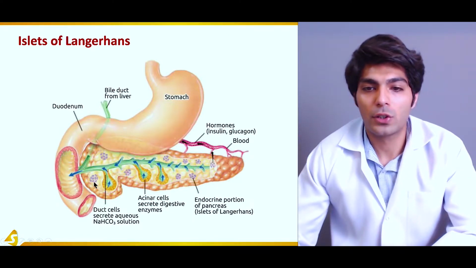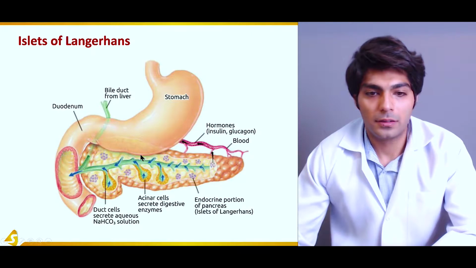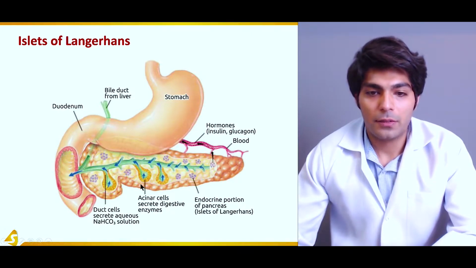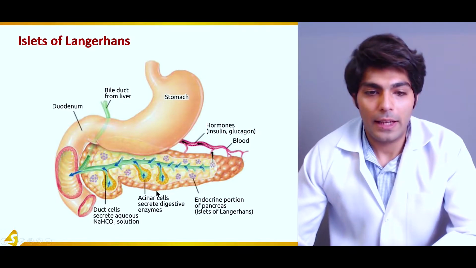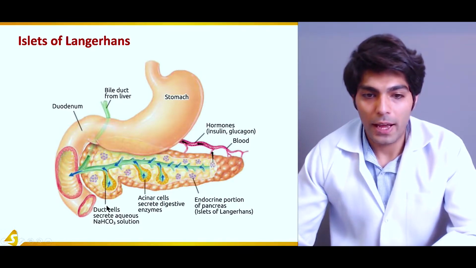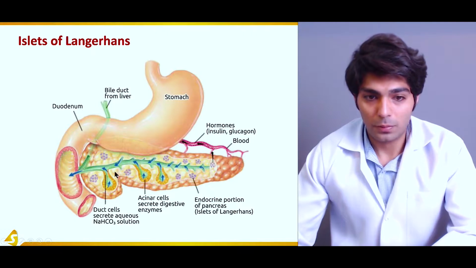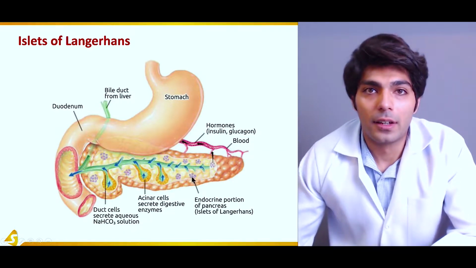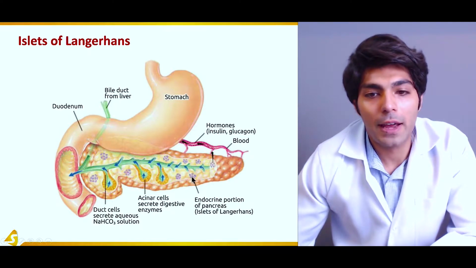This is an anatomical picture of the pancreas. You can see the acinar cells which secrete the digestive enzymes. Then we have the ductal cells. So we have the exocrine portion, and then we have the endocrine portion of the pancreas, containing the four types of cells which we have discussed.